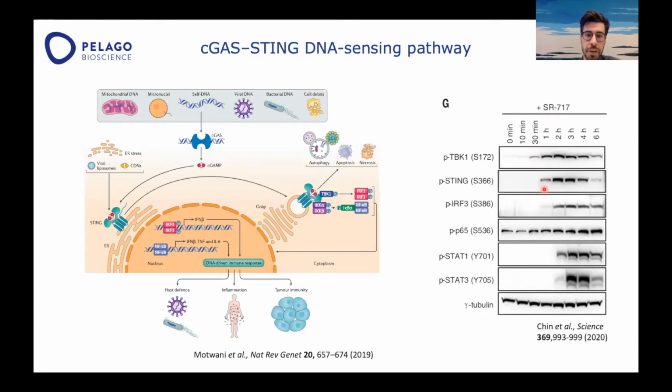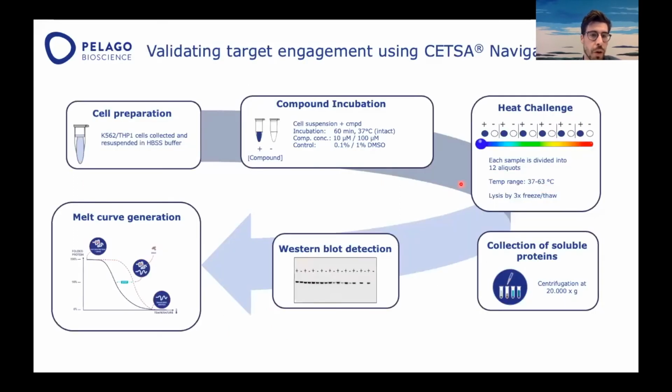But before I show you the data, I'll give you a brief overview of the workflow. First of all, the cells were harvested, then incubated with the compound for 1 hour at 37 degrees. So it's an intact cell experiment. The samples are then aliquoted, subjected to heat treatment at a temperature range, and then lysed by freeze thawing. The samples are then centrifuged, the soluble fraction is taken, and the Western blot is run. And then ultimately, by plotting the Western blot intensities, the melt and shift curves are generated.